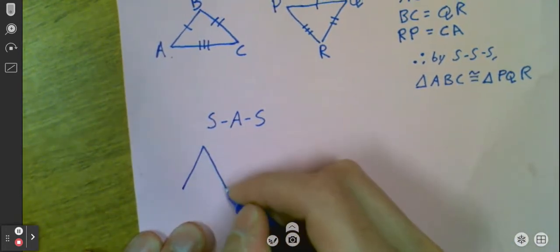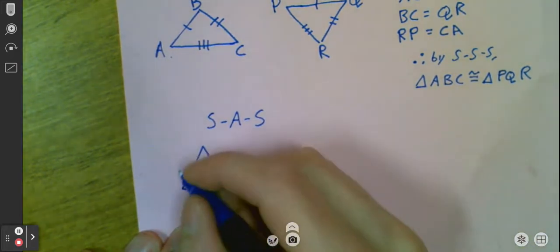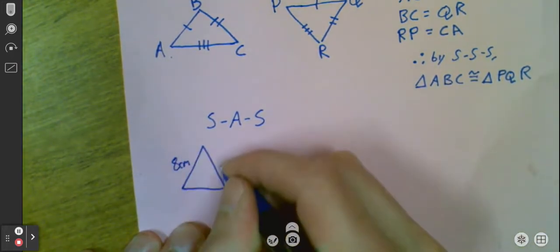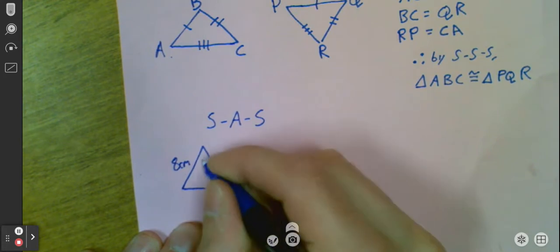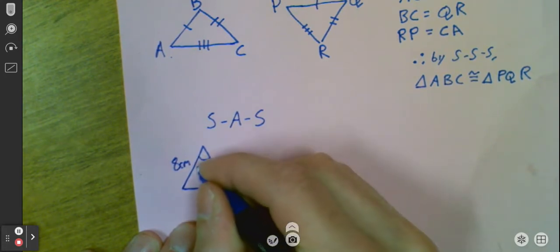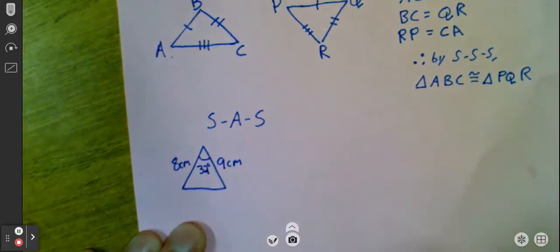So let's look at an example. Maybe we can use some numbers this time. If I've got 8 centimeters, 9 centimeters, and maybe this is 32 degrees.